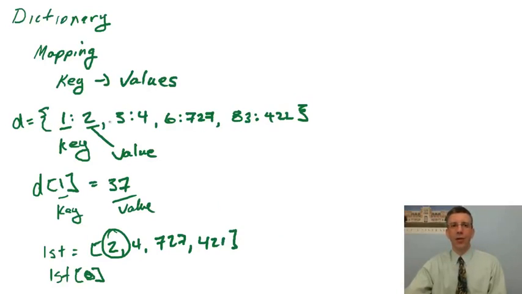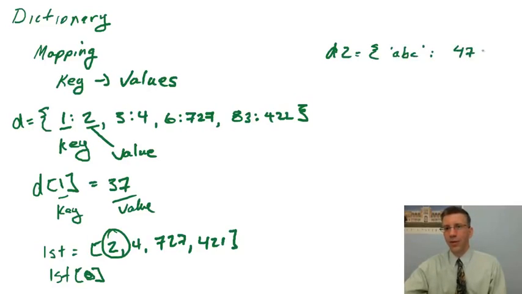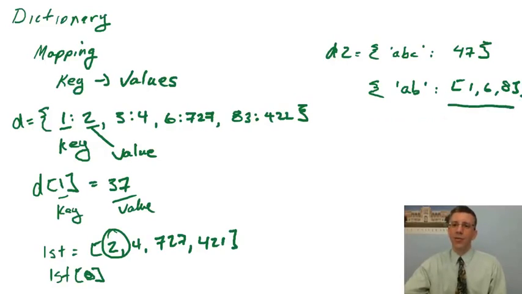You notice that I have a key 1, 3, 6, and 83 here. I didn't need to use consecutive numbers. I also don't even need to use numbers. So I can have a dictionary D2 that maps the string ABC to the number 47. I can even have a dictionary that maps the string AB to the list 1, 6, 8. Okay, so in many ways, the values can be arbitrary Python objects.